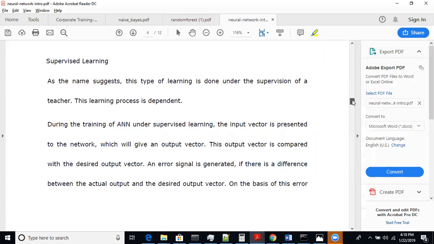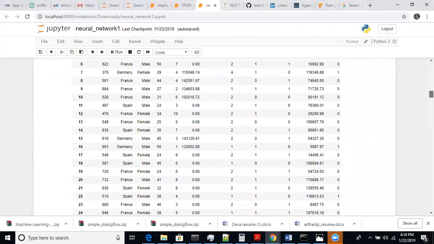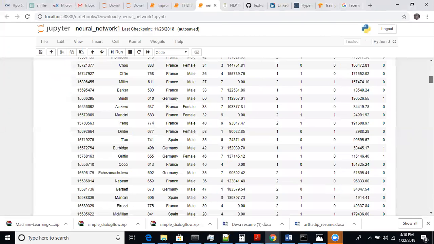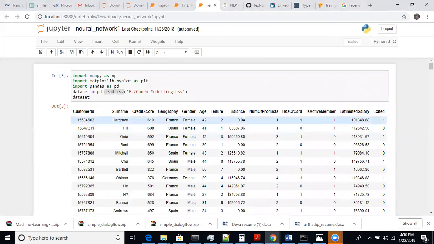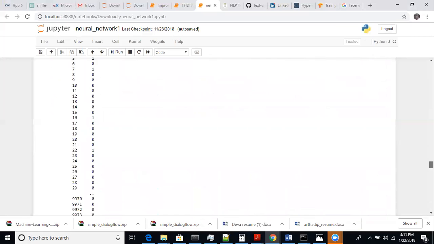So in supervised learning, what happened? During the training of an artificial neural network, the input vector is presented to the network, which will give an output. But the output vector is compared with the desired output, as I said. If you compare it, here this is a binary problem using neural networks. Let's say instead of 1, which is already trained as the y parameter, it gives 0. Then it can again do some adjustment and run the network a second time. But this is a very simple binary problem, so we don't require much extended network.